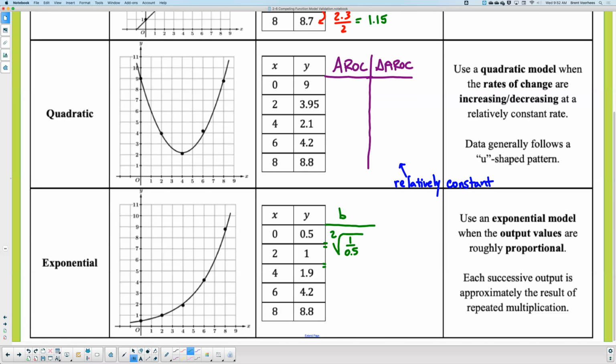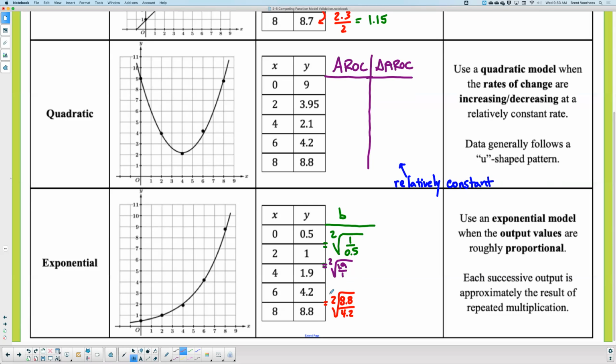Or this value here. Again, how much is my x changing by? 2. Let me change colors so you don't blend in what's what. This would be the square root of 1.9 divided by 1. Or here, let me skip on down. If you wanted this to change here, it's still a square root of 8.8 divided by 4.2. That's how you would find your B.